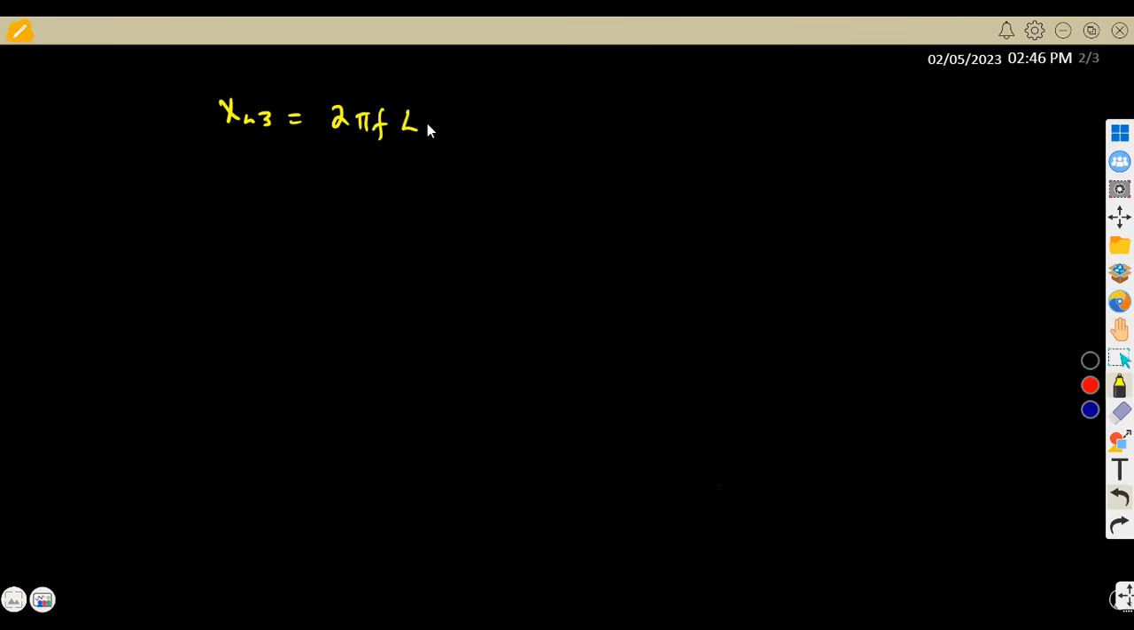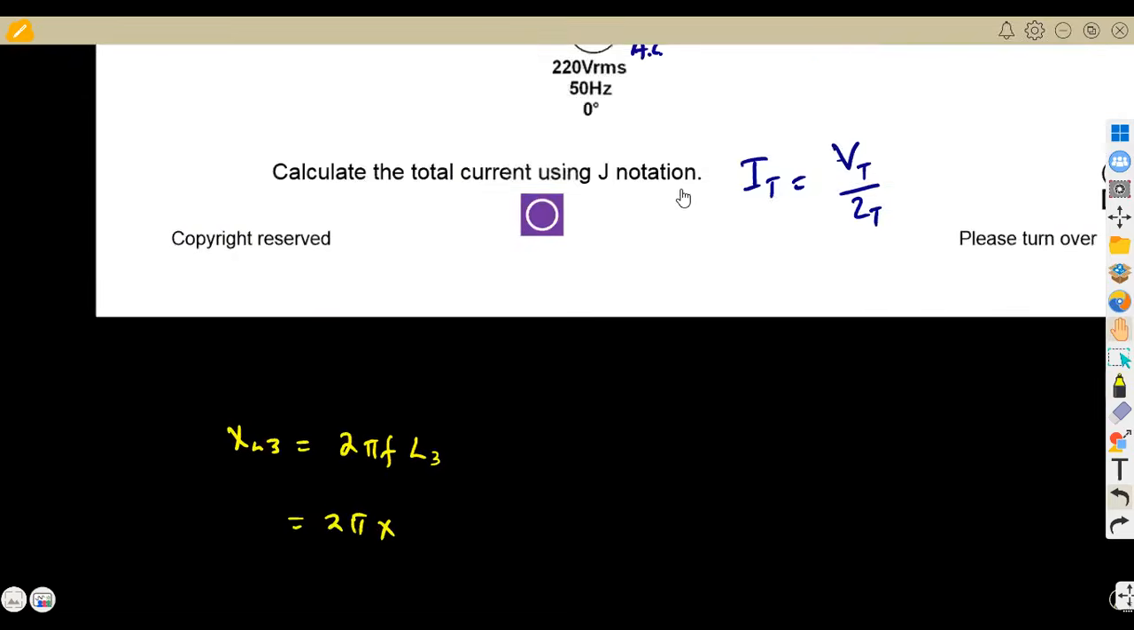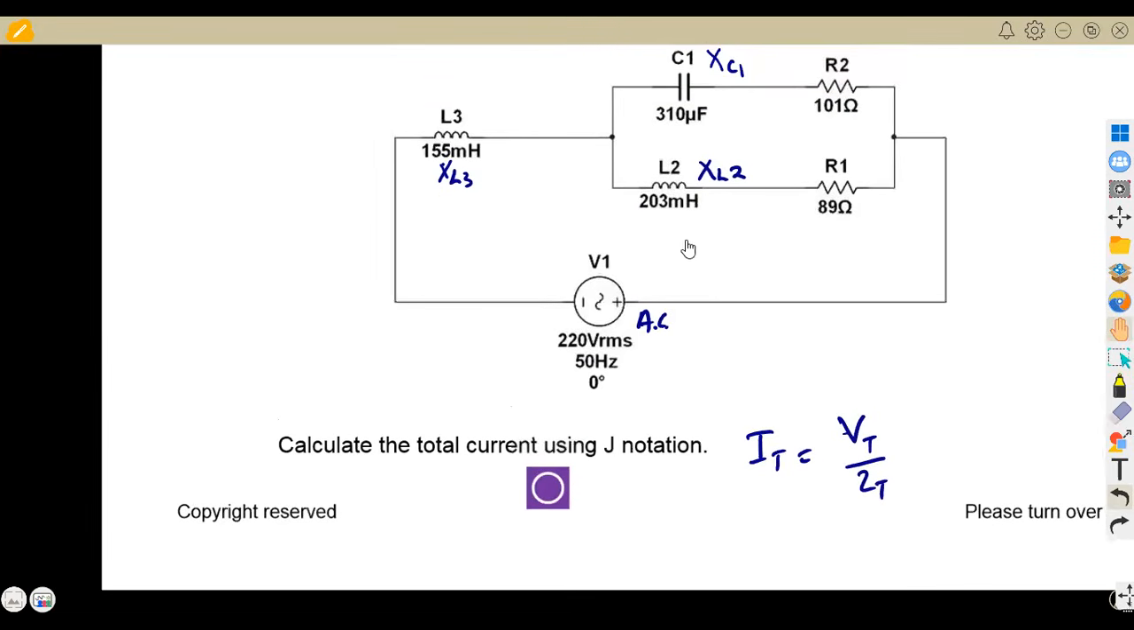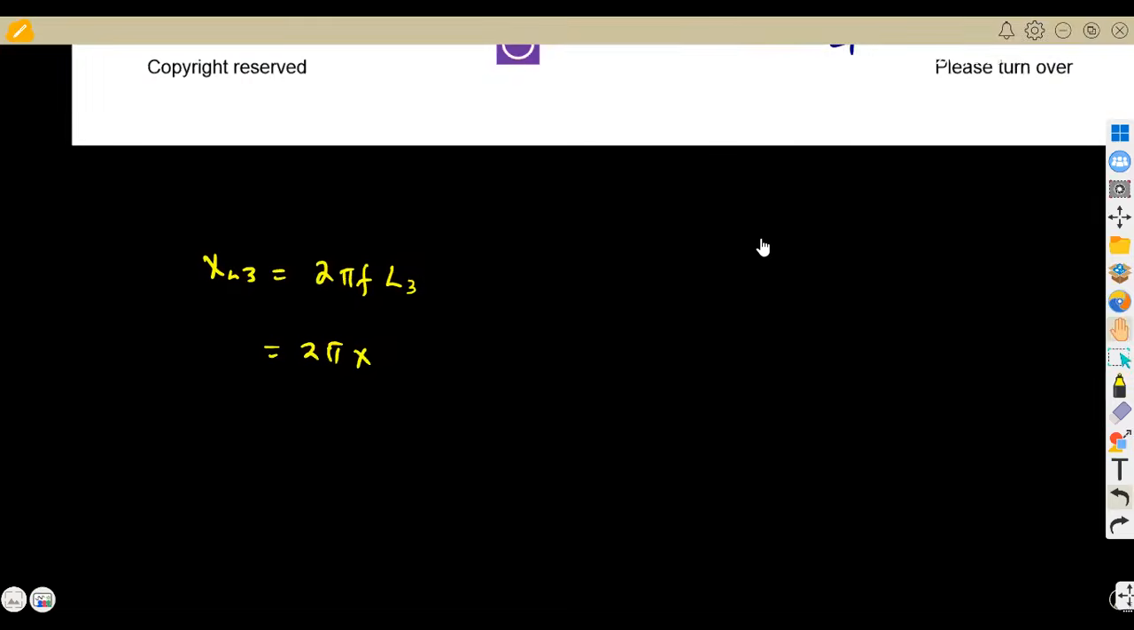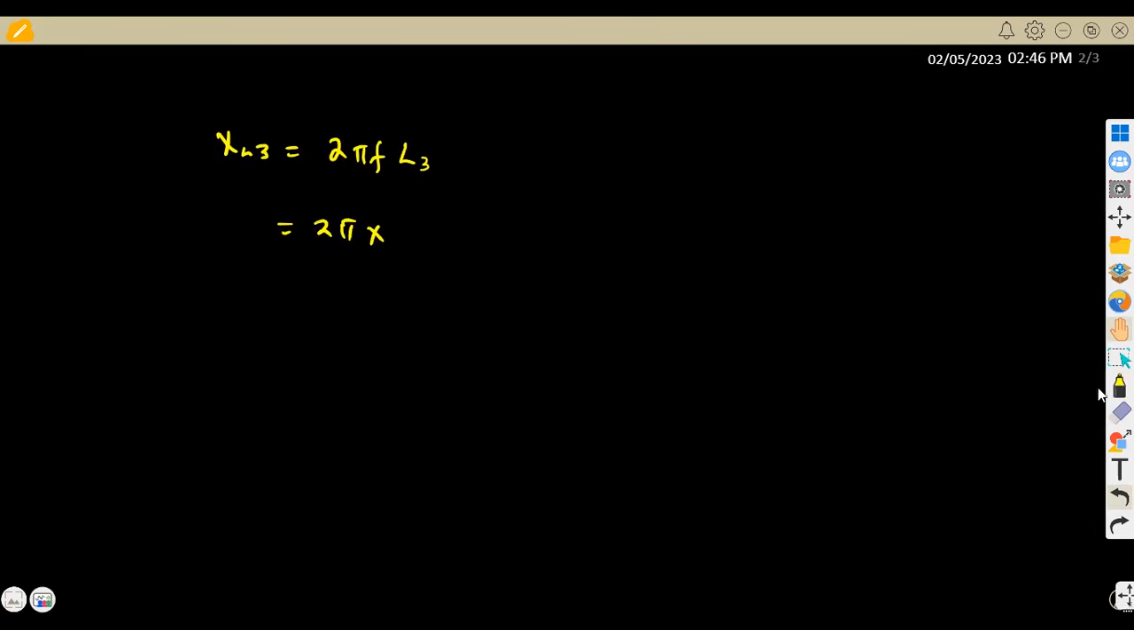But in this case, we are referring to the inductor 3. So XL is 2 pi times the frequency of the circuit, which, if we check, is 50 hertz. And the inductance is 155 millihenries. So we've got 50 hertz multiplied by the inductance that we're given.